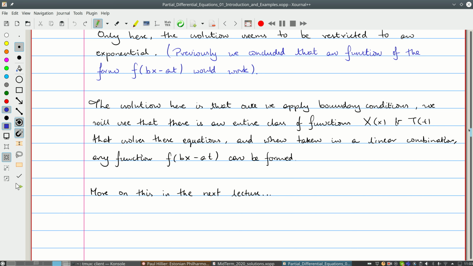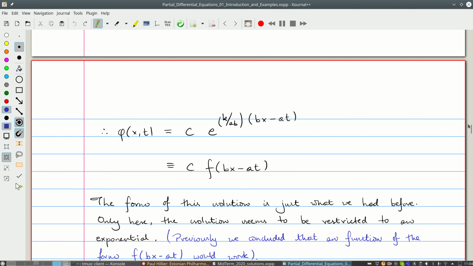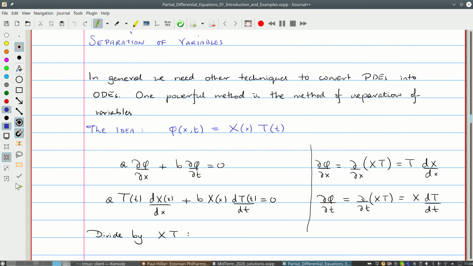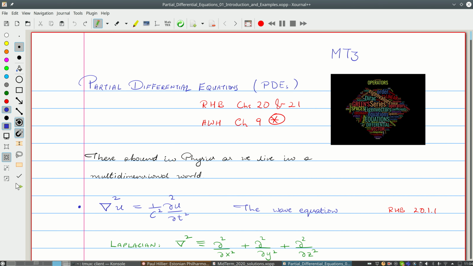I've said this out in words here. Once we apply the boundary conditions and initial conditions, we see that we can form linear combinations which give us any function f of bx minus at. So I hope I've convinced you that you can use the method of characteristics. It gives you solutions, it tells you the form of the solutions, and we can use this technique called separation of variables, which gives you the same kinds of solutions. Now, in the remainder of this course, we will look at the method of separation of variables. So more on that coming up soon.